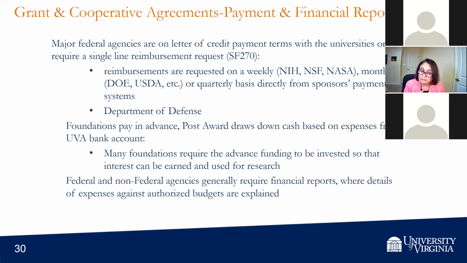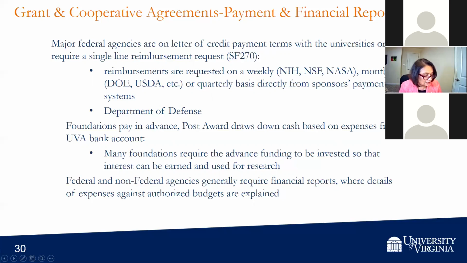SF-270, what the government wants us to do is submit financial reports periodically. So for NIH program projects, we have to submit a financial report every year. For NIH regular R01 modular grant, we submit a financial report at the end of the project period. For Department of Defense grants, we submit a single final financial report. But we get reimbursed through an SF-271 line reimbursement request.